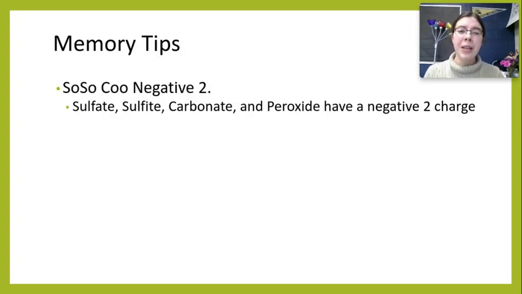Okay, so some memory tips to help with all these polyatomic ions. The first one, SOSOCU -2. Okay, so sulfate, sulfite, carbonate, and peroxide, which is just oxygen, have a -2 charge. So hopefully that will make it a little bit easier to keep those straight.